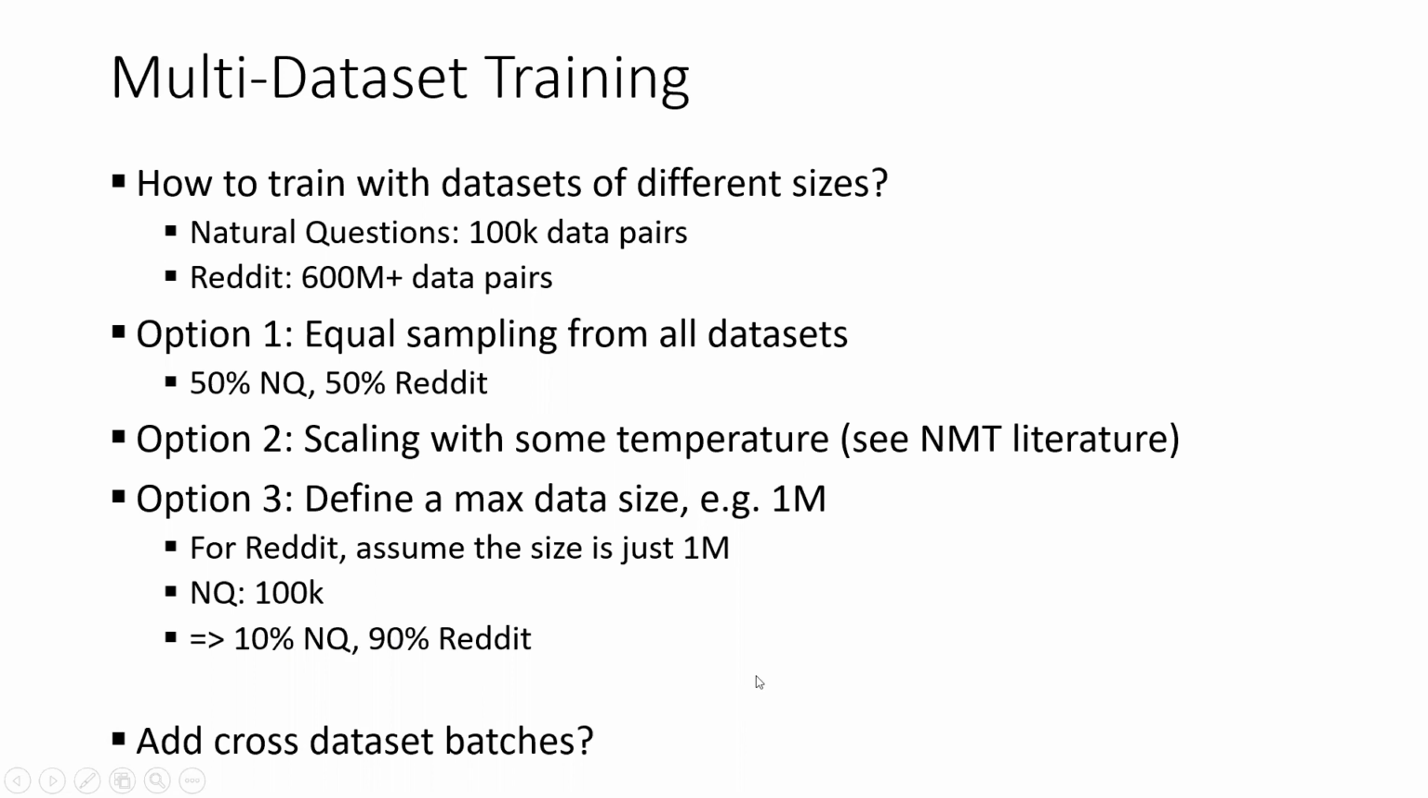What could also be interesting is to add batches across data sets, so that you take some pairs from your Reddit dataset and some pairs from the network questions dataset, so that these two datasets do not overlap and do not map to the same vector space.